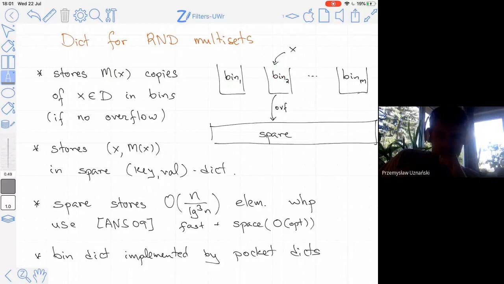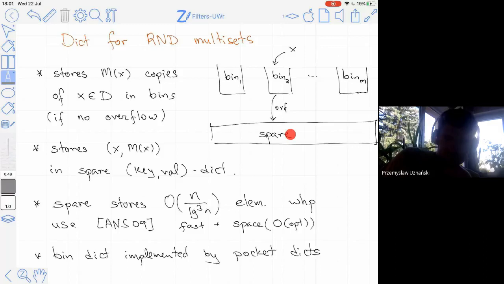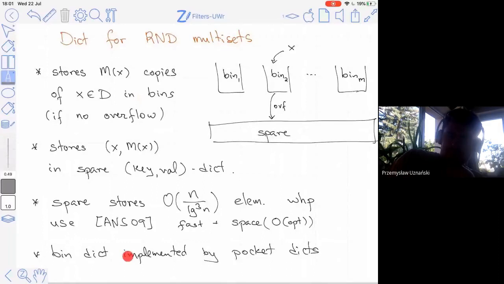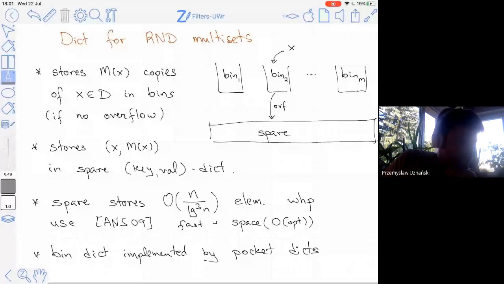And in the spare, well, the spare is going to be a key value dictionary in which the value is going to be the counter, the multiplicity, and that requires log n bits. But we have no problem with these log n bits because very few elements are stored in the spare. Okay, so we get a nice, fast spare, which is sublinear in space, and our bins can accommodate these duplicates, no problem. And we implement the bin dictionaries using the pocket dictionaries. And that more or less summarizes the construction for multisets and implies our dynamic filter.